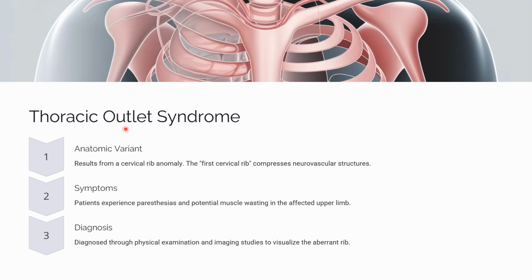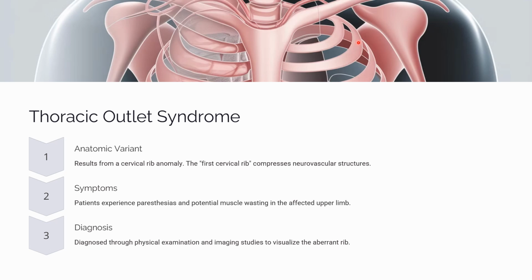In thoracic outlet syndrome, there is an anatomic variant where there is a cervical rib anomaly. So this is the first cervical rib. Since it is anomalous, all the neurovascular structures which come out of it are compressed. So patients will experience paresthesias as well as potential muscle wasting in the affected upper limb areas. It is diagnosed through a physical examination, and on imaging, it is very obvious to visualize the aberrant rib.